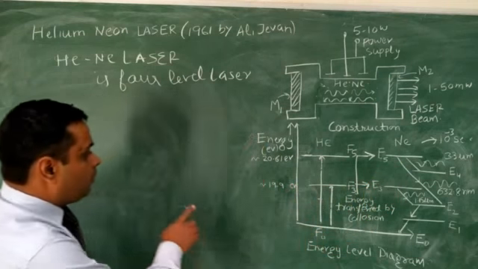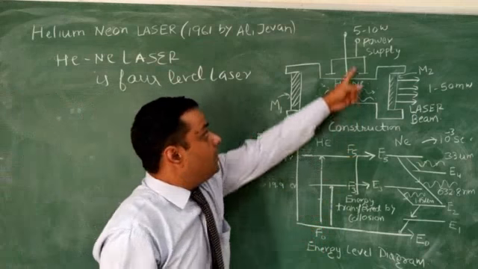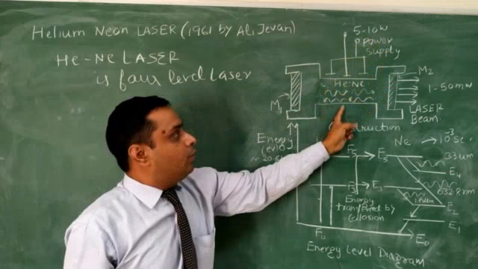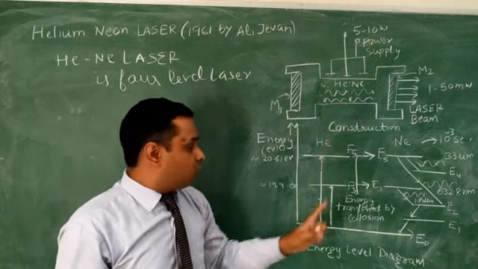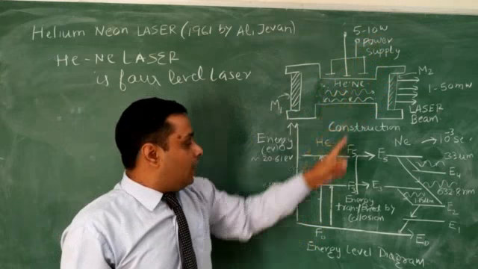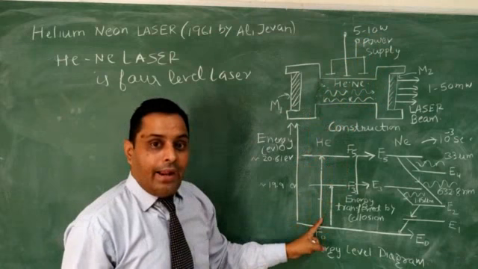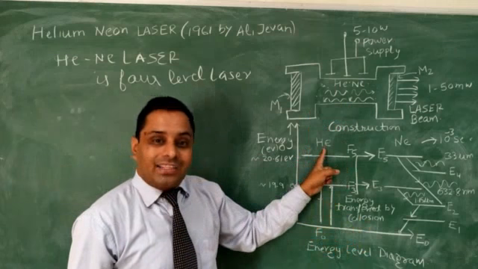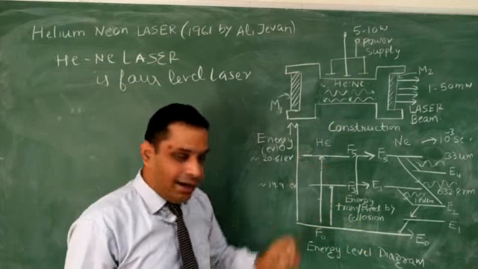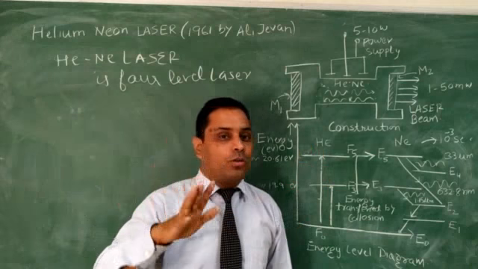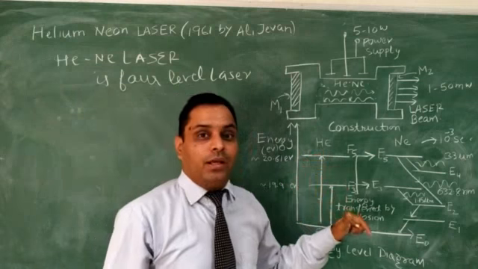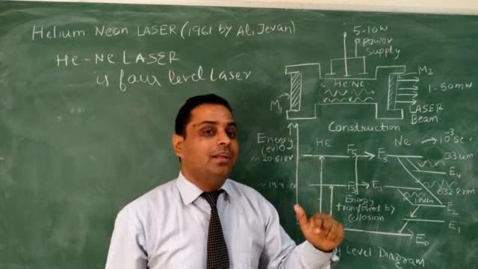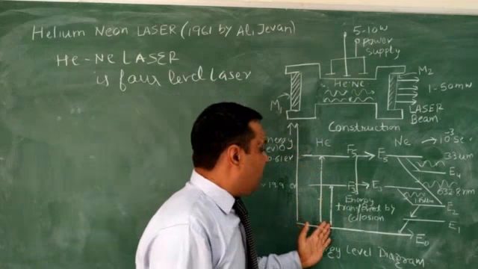Now the question is, what happens when we apply the power of 5 to 10 watt? Due to the electric discharge method, the electrons will collide with the helium and neon, and the helium and neon atoms will be excited to the higher excited states. Because helium is more abundant compared to neon, the probability of collision between electron and helium is more.